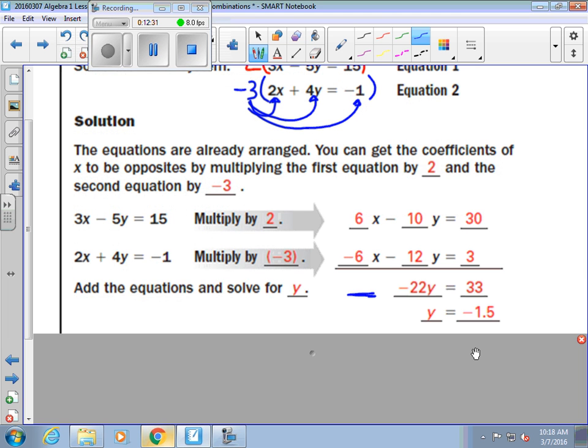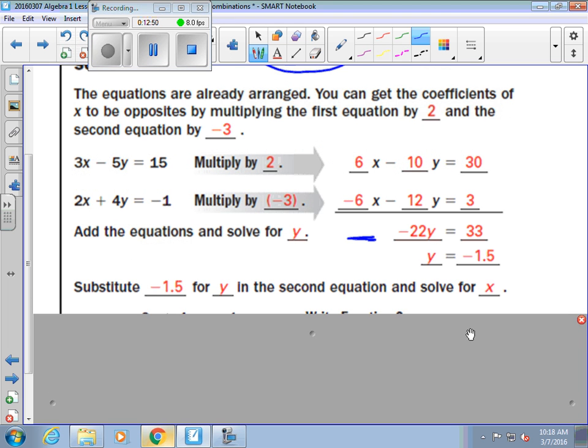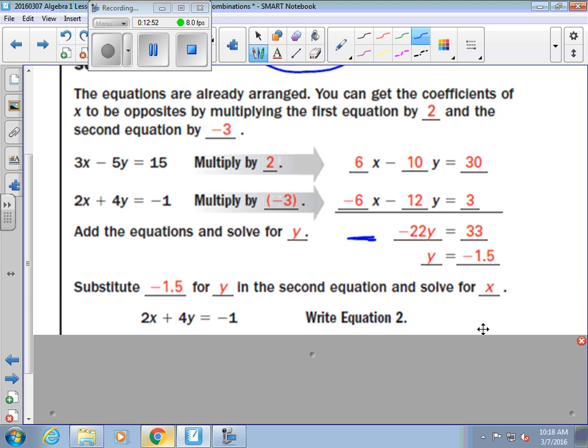And we know we would get 33 over -22, or -3 over 2, which they made into the decimal equivalent, -1.5. So that's finding the y value. You still need to find the x value. Plug that value in, -1.5 in place of y. Notice it tells you to plug it in to the second equation. It doesn't matter which one you plug it in. The reason they chose the second one is because 2, 4, and -1 looked easier than 3, -5, and 15.